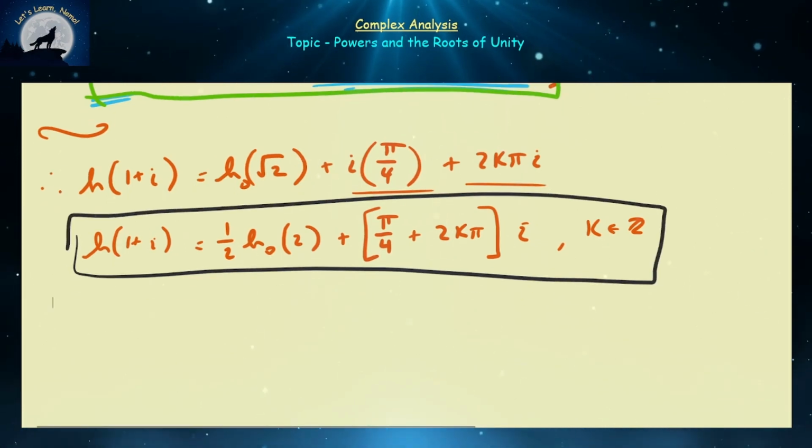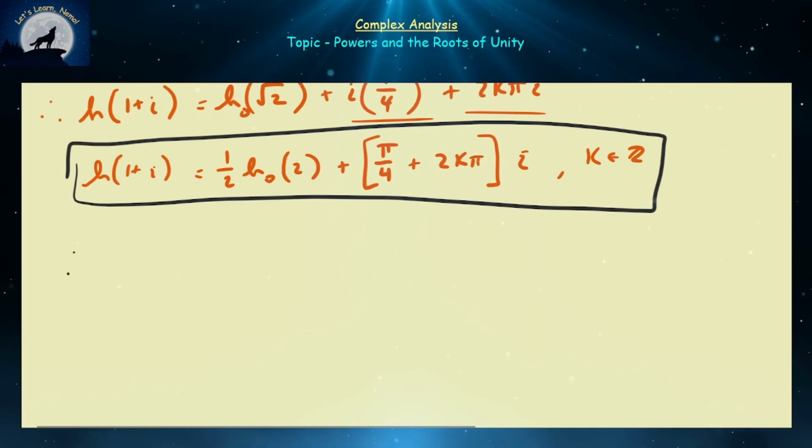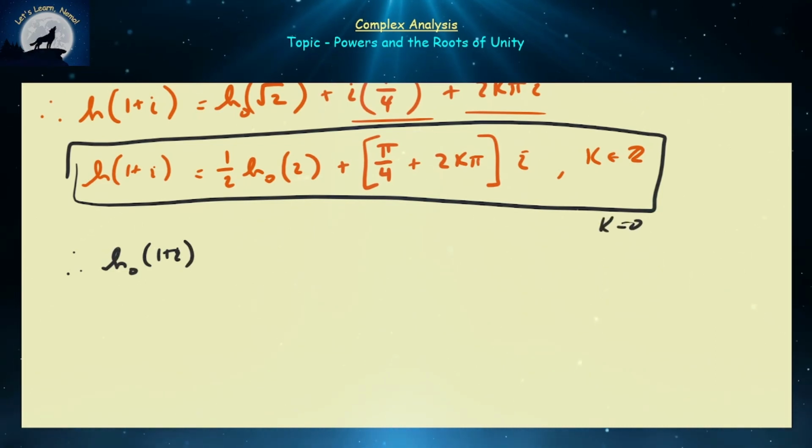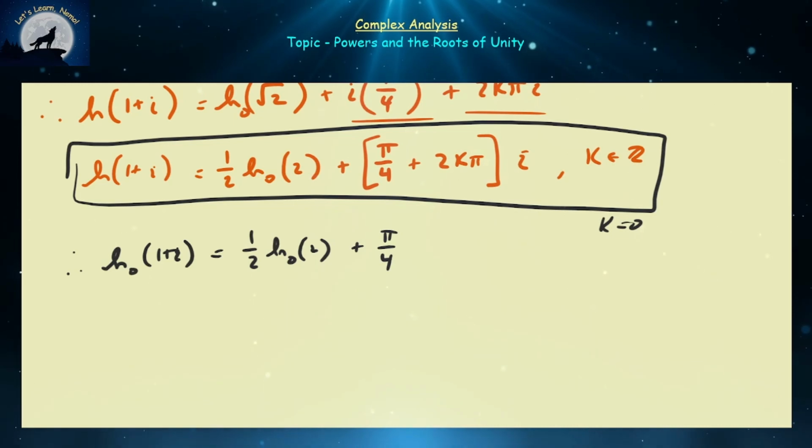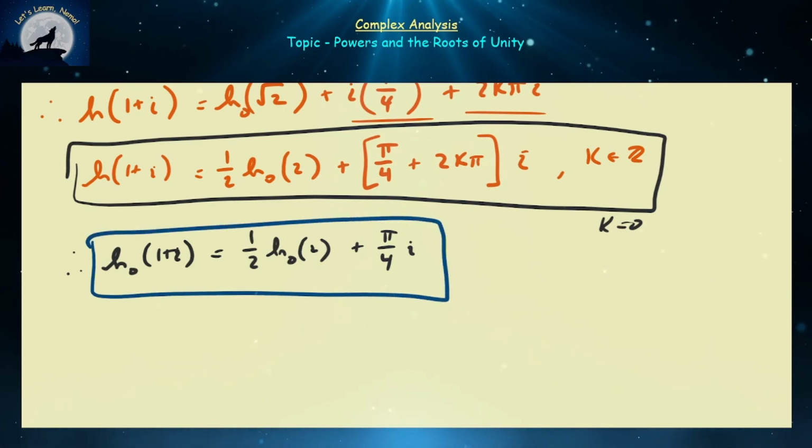And then from here we can find the principal value of the natural log of 1 plus i. So the principal value is just the same, but taking k to be equal to 0. So this is going to be equal to 1/2 times the principal value of the natural log of 2 plus pi over 4 plus 0 i. Don't forget the i at the end. So that's going to be the principal value of the natural log of 1 plus i.